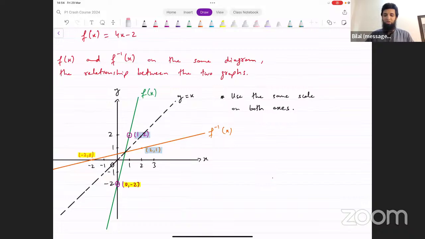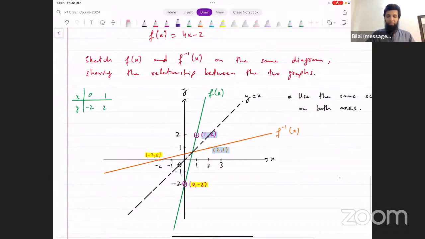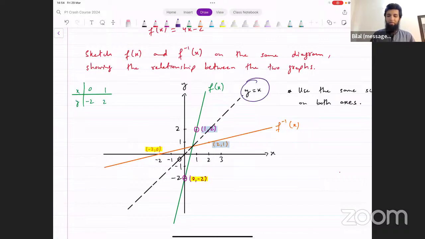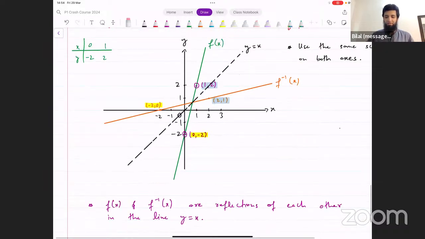Whatever represents one unit on the horizontal axis should be the same on the vertical axis. When you draw these graphs, they are always reflections of each other in y equals x. So the graph of f of x and f inverse of x are always reflections of each other in the line y equals x. You will always draw this line when sketching graphs of inverse functions, because that shows they are reflections in this particular line.